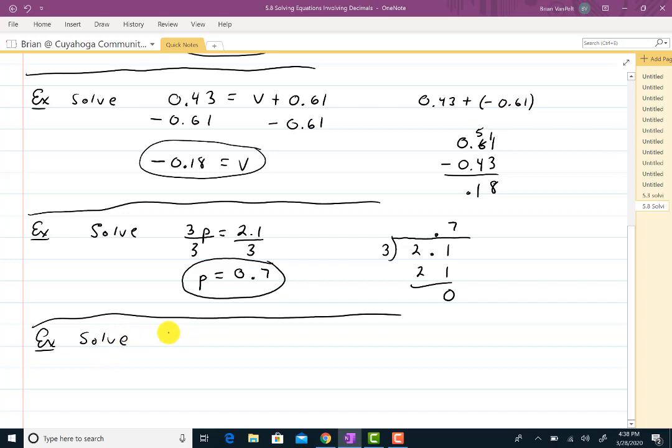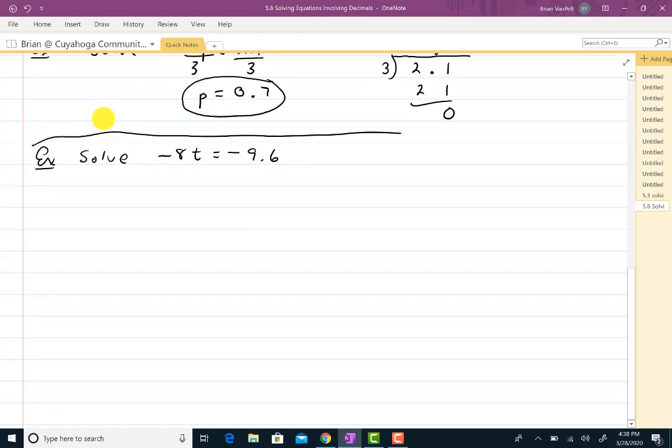Next one, I have negative 8t equals negative 9.6. Now, a lot of students think because they see the negative in front of the 8, they think about adding, but that's not true. Let me put a dot after the 8 and before the t. That way it reminds me that it's a multiplication problem there, and to undo that, I'm going to use division. So I do get t by itself. The negatives cancel out, so my answer will be positive.